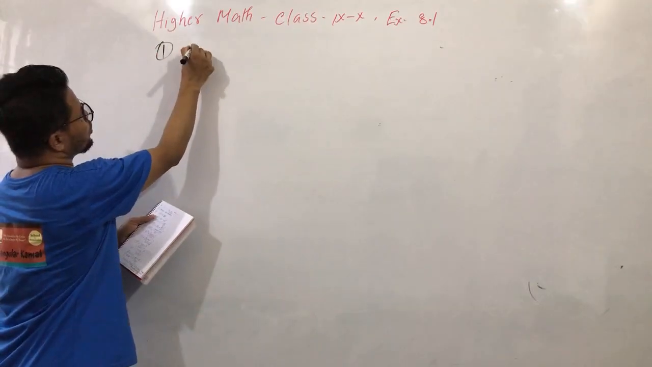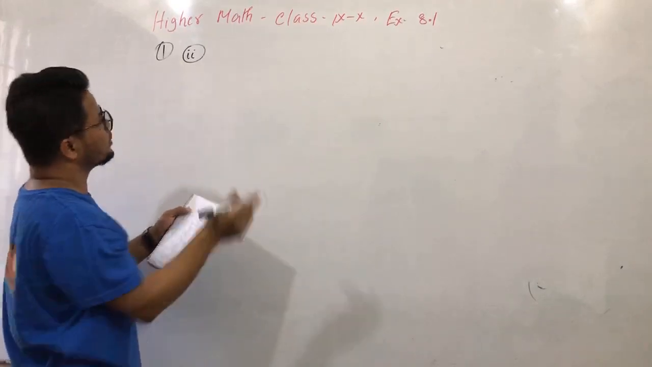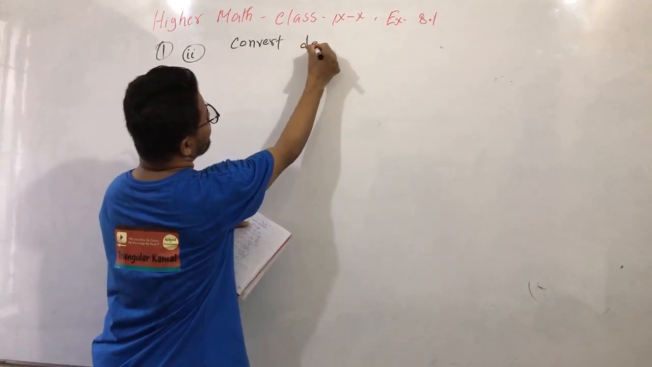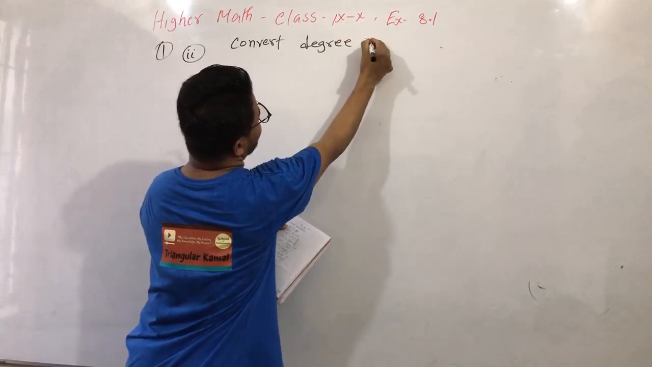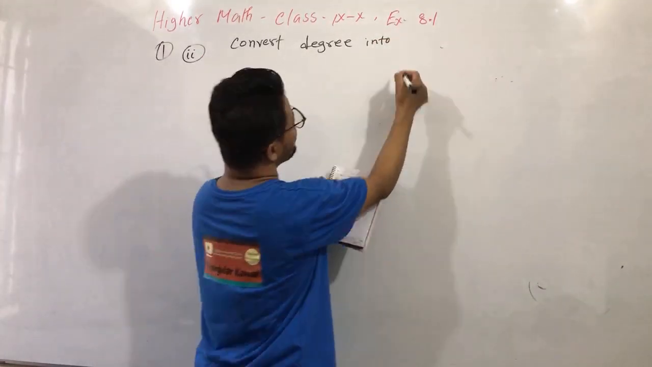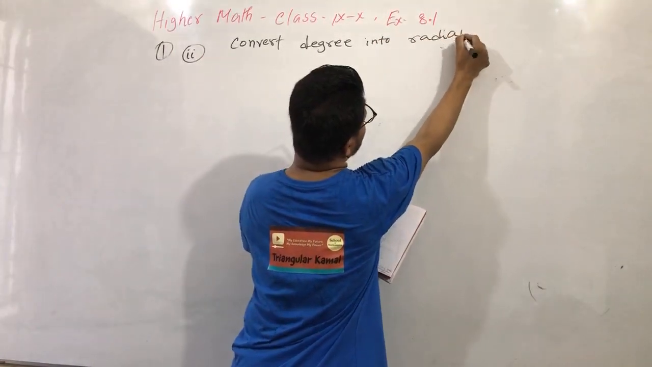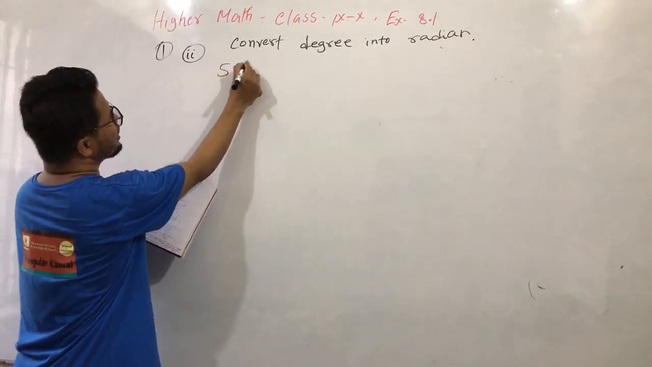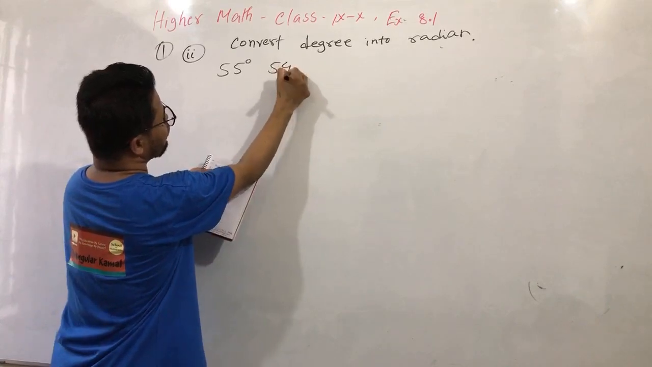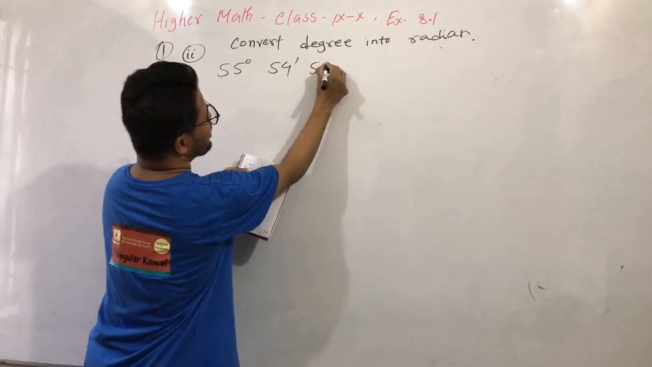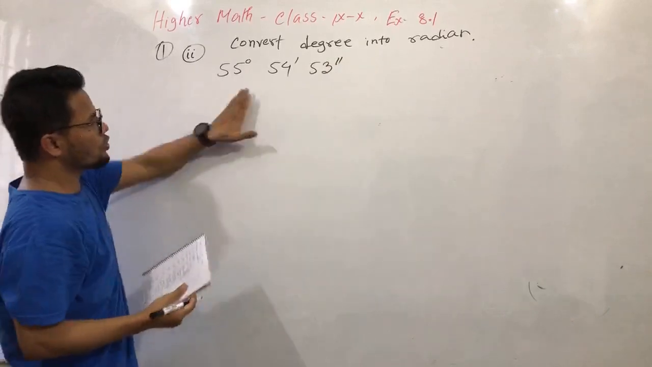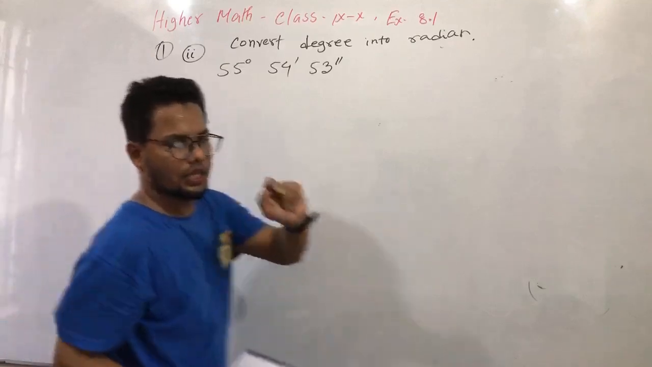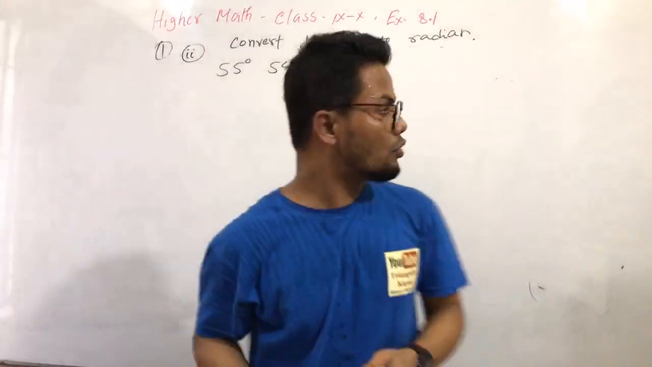Number 2: convert degree into radian. Our math number 2 is 55 degree, 54 minute and 53 second. We are going to convert this from the smallest unit, second, then minute, and then degree. The fan is on, so the sound may not be clear.